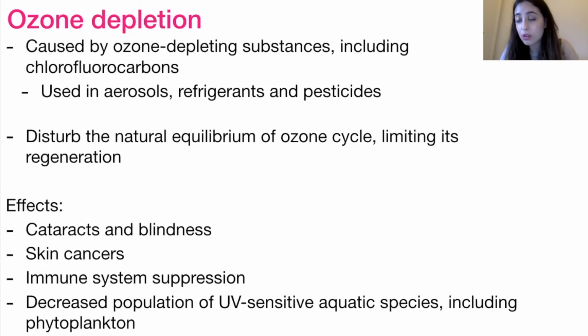Skin cancers due to cell mutation. It also causes suppression of the immune system. And it decreases the population of phytoplankton, which are UV sensitive, and they are in charge of a lot of the oxygen proportion on Earth. So the effects are not only to humans, but all of the living system.